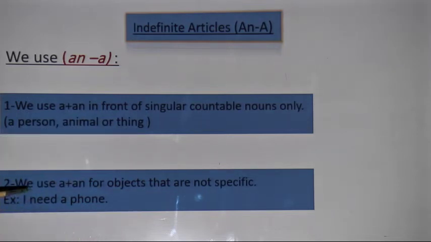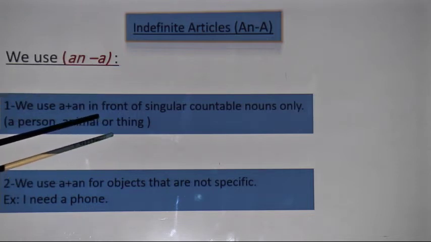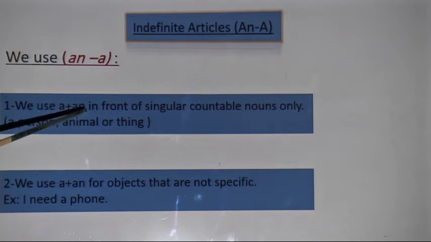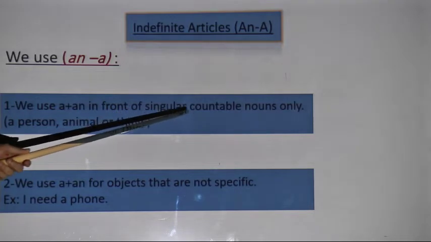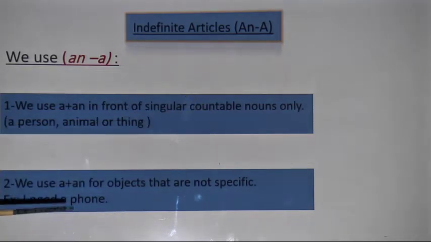Number two, we use a and an for objects that are not specific. للأشياء ليست محددة. يعني ما نحددها مثل the. For example, I need a phone. أنا أحتاج هاتف. أي هاتف؟ ما حددت. I want to read a book. أريد أن أقرأ كتاب. أي كتاب؟ ما حددنا. Now we talked about two uses for a and an: in front of singular countable nouns only, and for objects that are not specific.